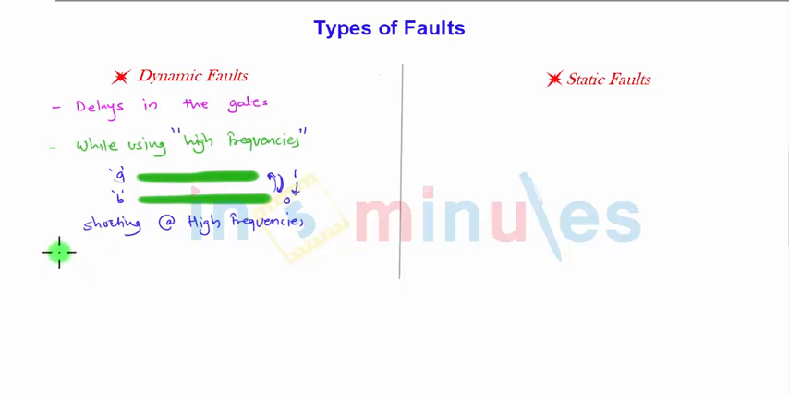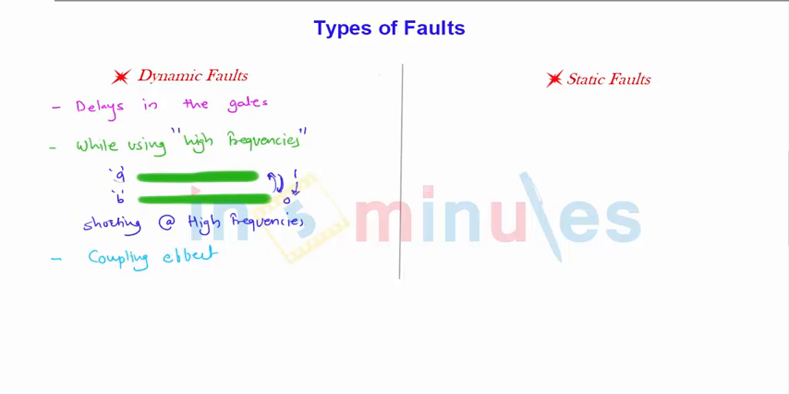So the next point is the coupling effect. This is dynamic in nature because at some frequencies it works, and at some frequencies it won't. With this coupling effect at high frequency, some circuits may show the fault, or there will be delays in gates, for different gates or gates from different logic families. So this kind of fault is called a dynamic fault.